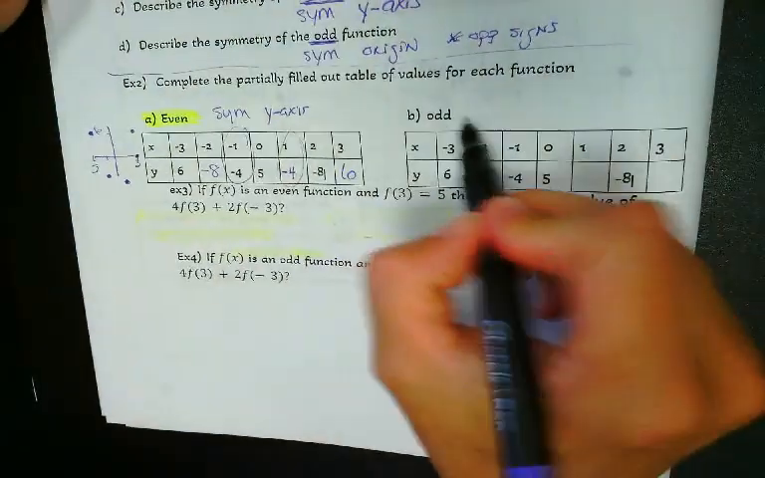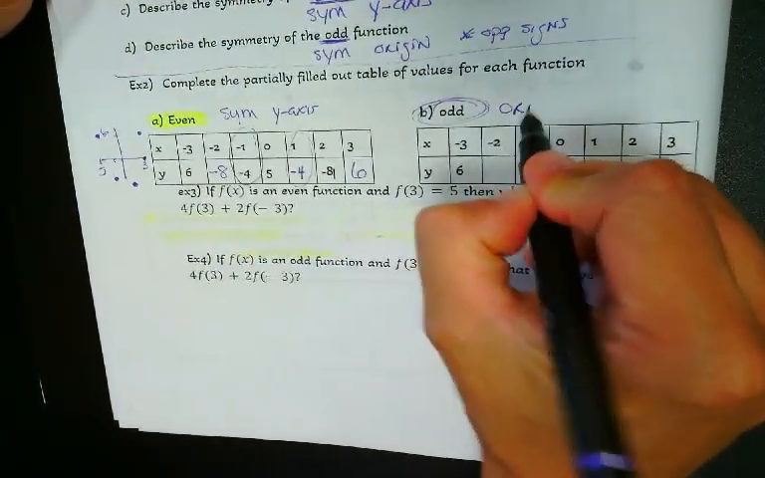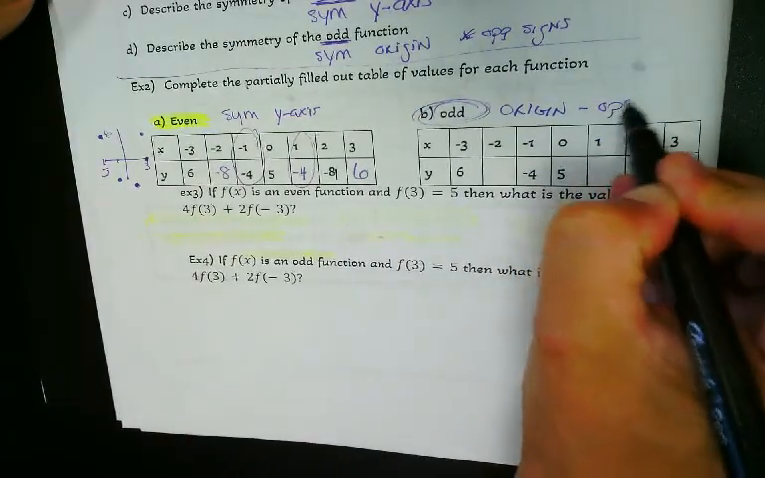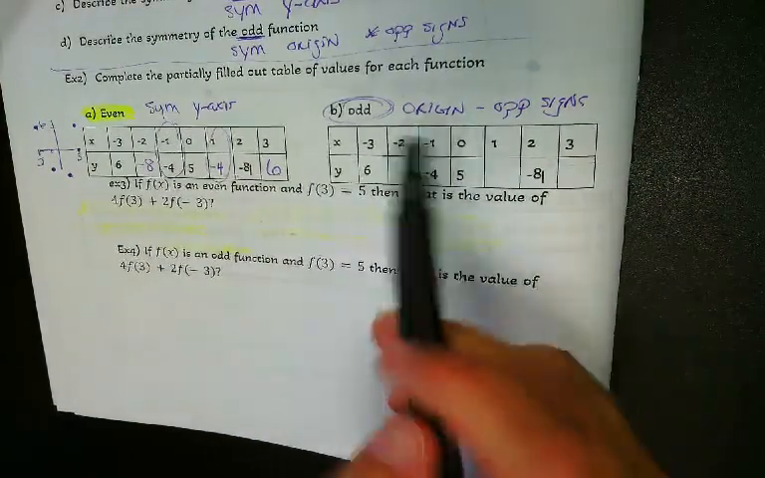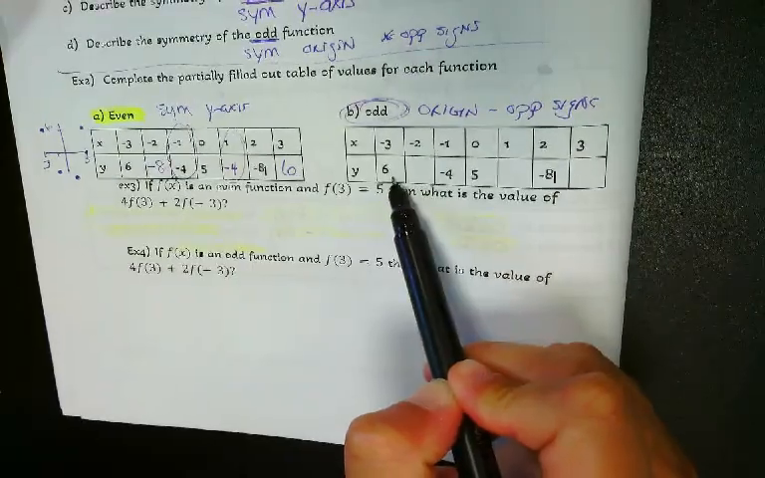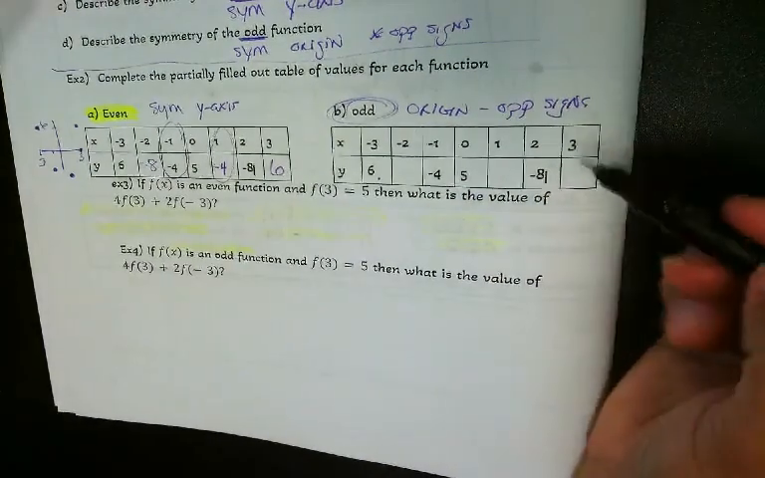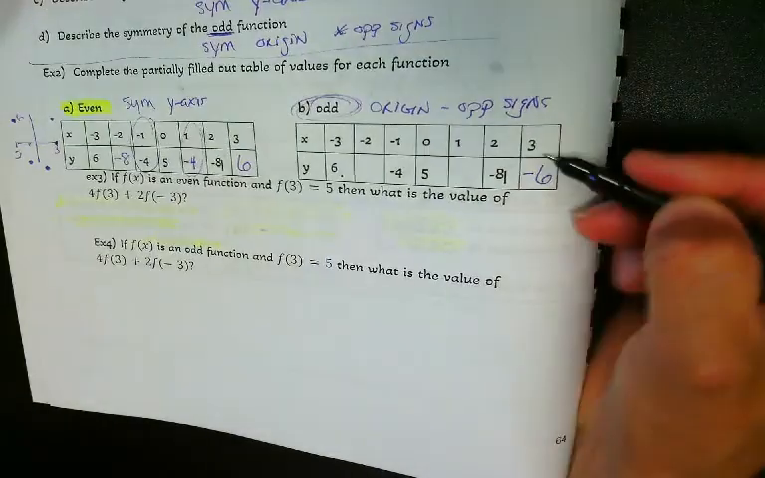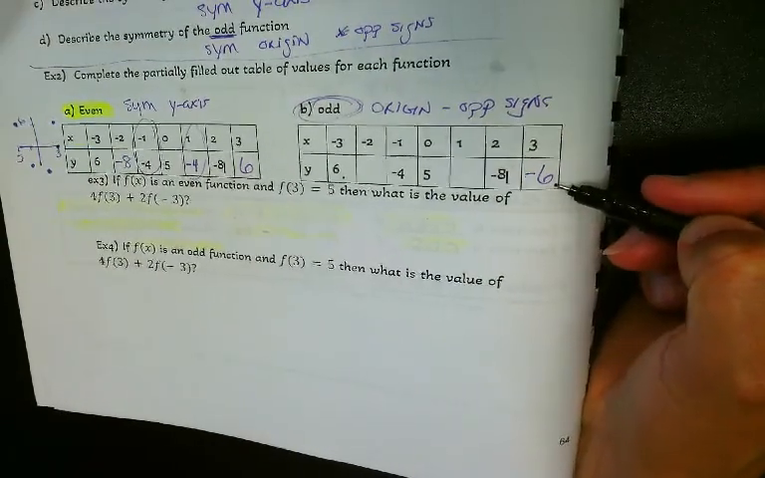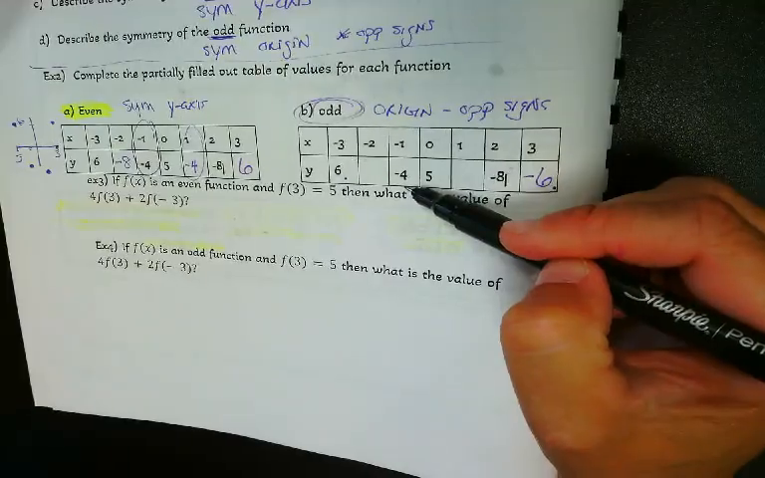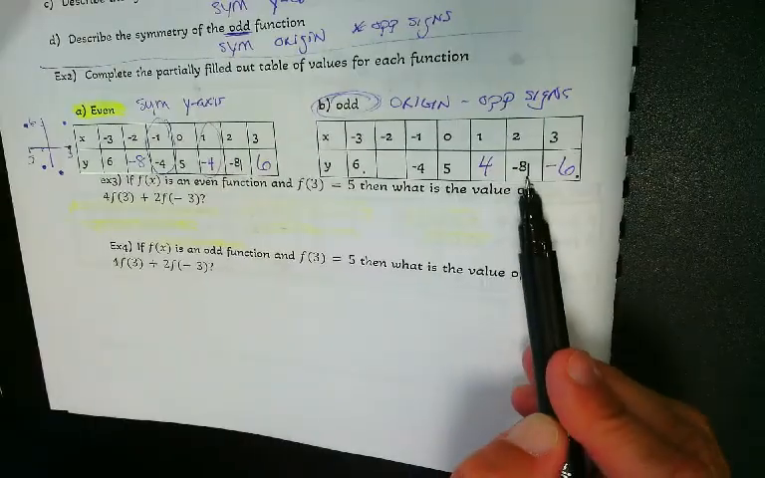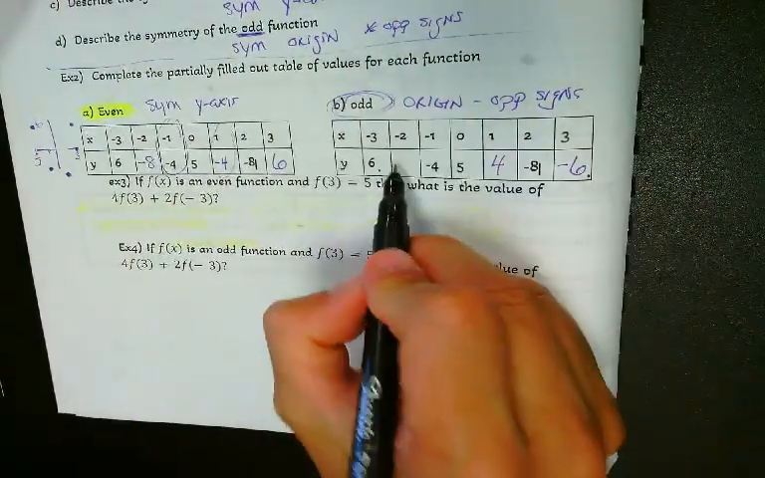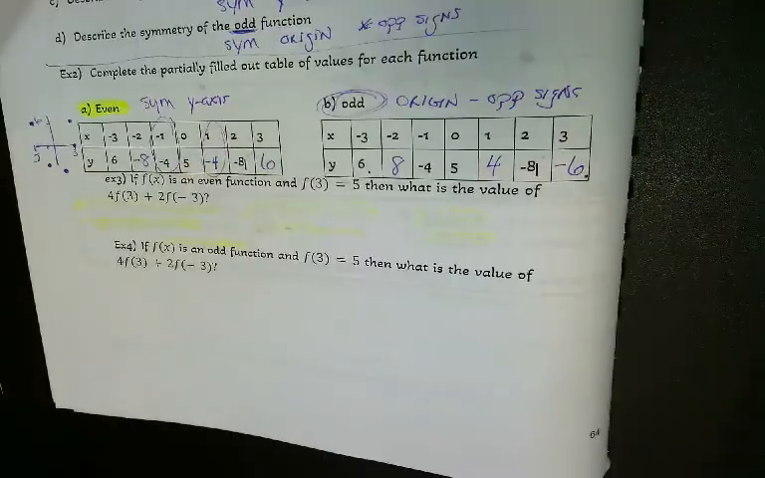Okay, odd functions. I now want to think odd is symmetric to the origin, and I want to think opposite signs. All three O words: odd, origin, opposite signs. So if I'm at negative 3, 6, what is the opposite of negative 3, 6? Positive 3, negative 6. If I'm at negative 1, negative 4, my opposite should be 1, 4. And this one was positive 2, negative 8. I should now be negative 2, positive 8. So odd, opposite signs.